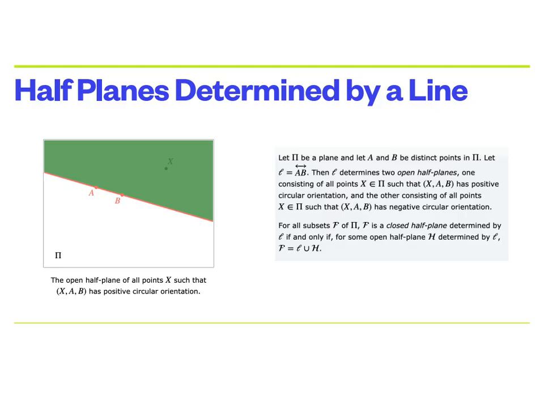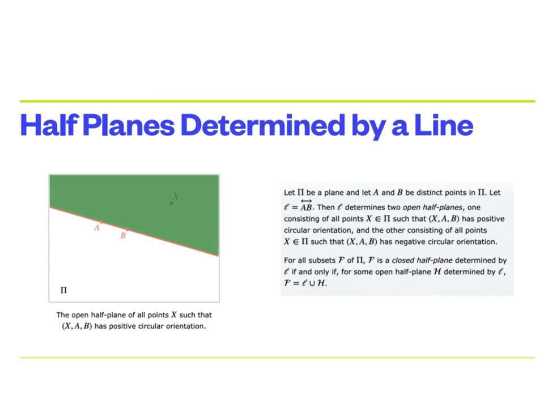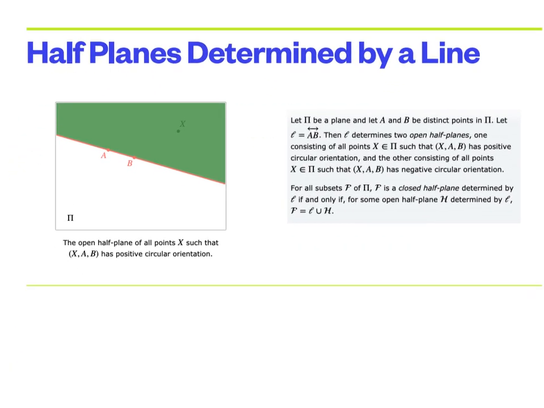So the first definition that I need to discuss is that of a half plane that's determined by a line. So let's read the definition and talk about what everything is. Now, before I really start, I just want you to know that a half plane is, if I have a plane and I draw a line in it, just one side of that line. So all the points that are on one side would consist of a half plane.